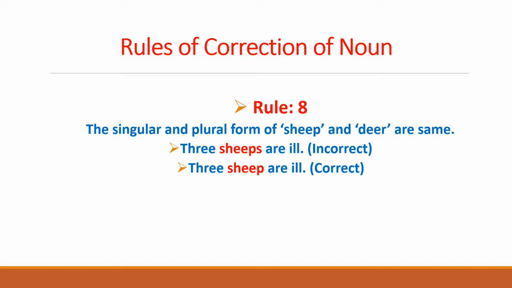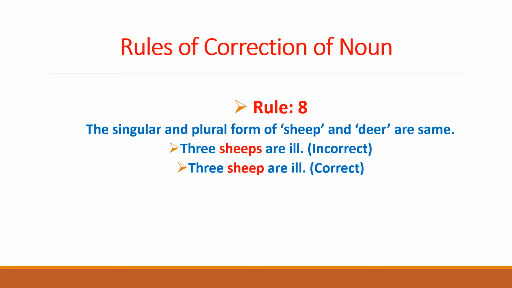In rule number 8, we come to know that the singular and plural forms of sheep and deer are the same. Let me explain it. Whether we use them as singular or as plural, there would be no change in their form. If we mean one sheep, it would be sheep. If we mean many sheep, even then it would be sheep, not sheeps.